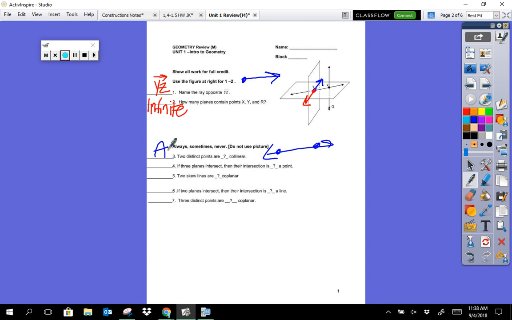Number 4, if 3 planes intersect, their intersection is sometimes a point. 3 planes can intersect at a point. They could also intersect at a line. So that's why that one is sometimes.